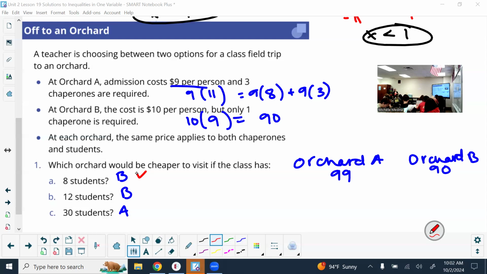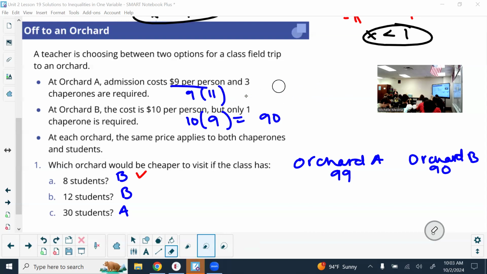So then table 2, when I'm calculating it for Orchard A, so let's adjust this for a second first. What is changing each time? Class. Students. The number of students. The chaperones are not changing. It's for Orchard A, 3 chaperones, no matter how many students there are. So let's adjust this. We're not having to think so hard. Things that stay constant, like the $9 per person, the 3 chaperones, should be numbers in an expression. Things that vary, we should use variables. So the 3 is constantly there.